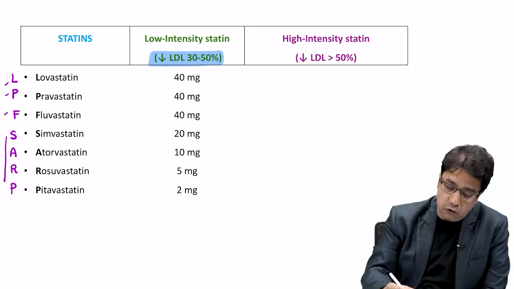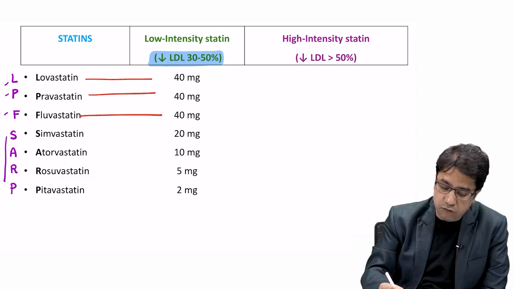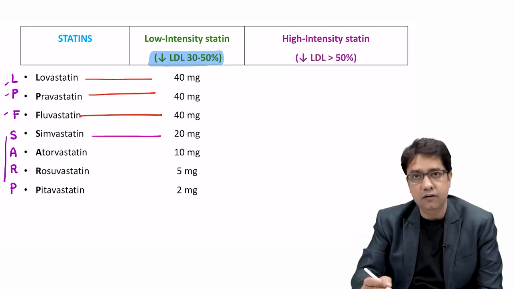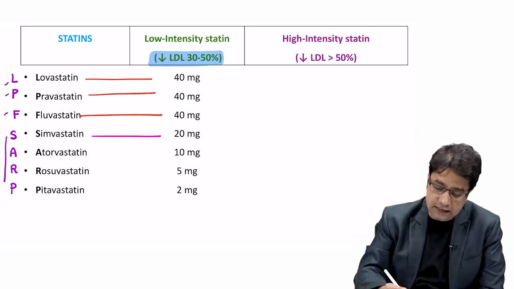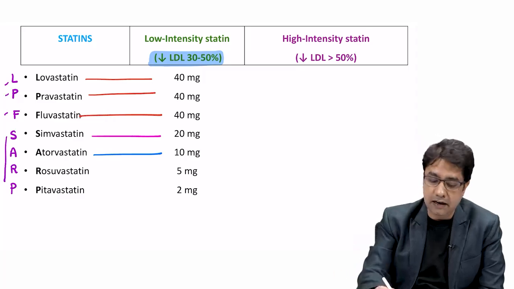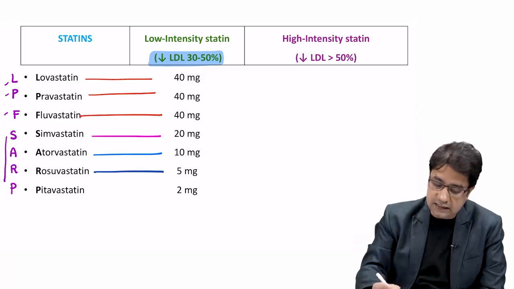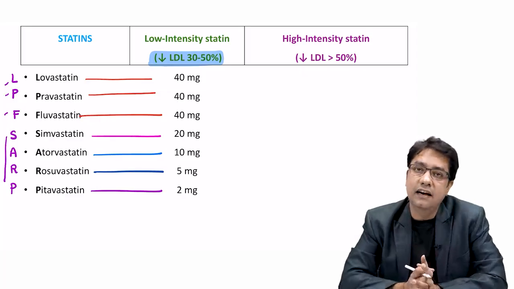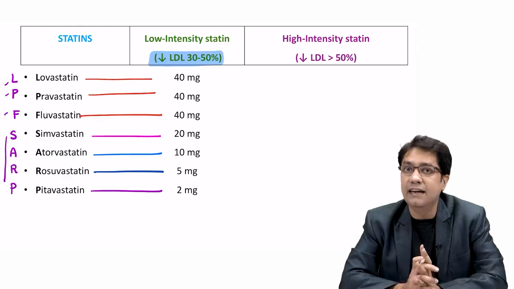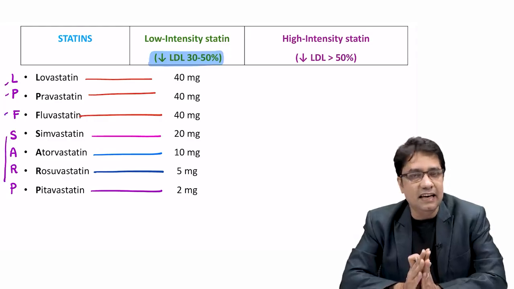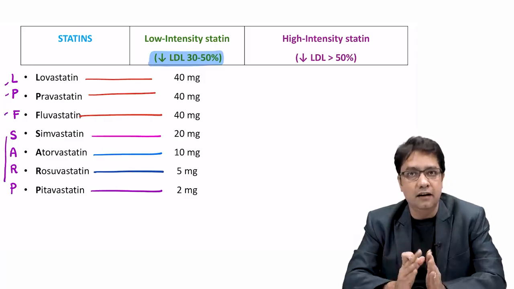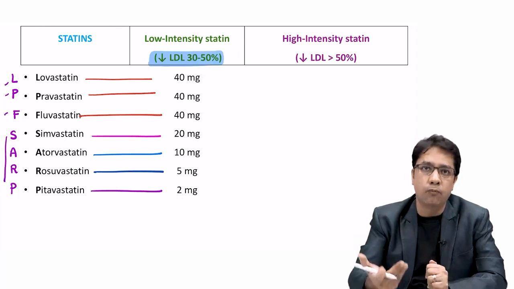The dose of lovastatin, pravastatin and fluvastatin is 40 mg. Simvastatin, half it, 20 mg. Atorvastatin, make it further half, 10 mg. Rosuvastatin 5 mg, and lastly pitavastatin 2 mg. So can you tell me which statin requires the least dose? That is pitavastatin. Hence can we say pitavastatin is the most potent statin? The drugs which require less dose are more potent.